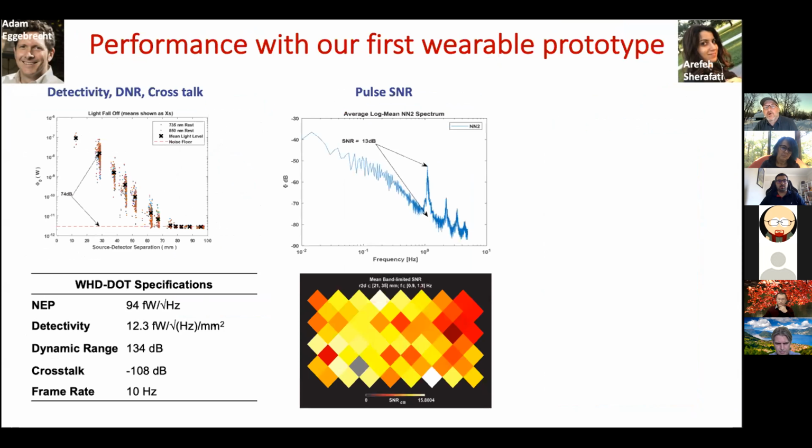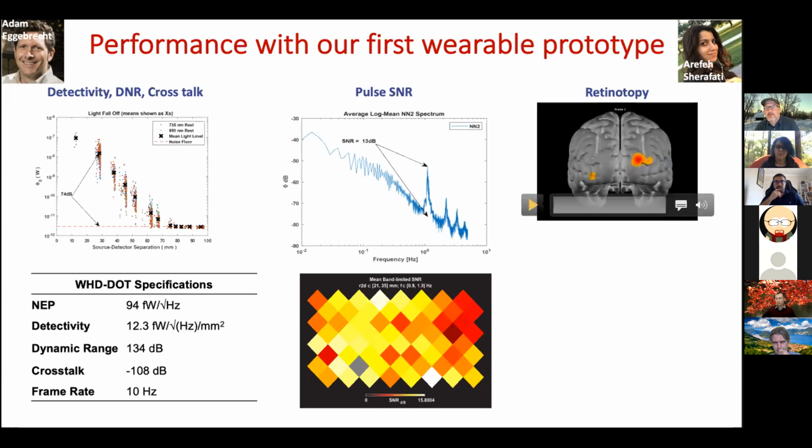Then we looked at pulse SNR, and this is for second nearest neighbor pair distances for every source and detector. And it stays up around 10 for most of the modules. Like we had a couple dropouts, but in general, it's above 10 dB. And then finally, we went ahead and did retinotopy with this system. And it's maybe not our best retinotopic mapping, but it's pretty good since we've really only done a couple sessions on a couple people with this so far.